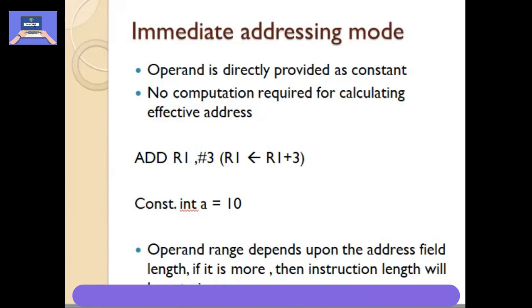Okay. In immediate mode, the data is given in the operand, and constants are generally used in immediate mode. A hashtag mostly denotes the immediate mode. Constants are those variables whose values do not change during the execution of a program. So if you want such a value to be used, you use immediate mode.